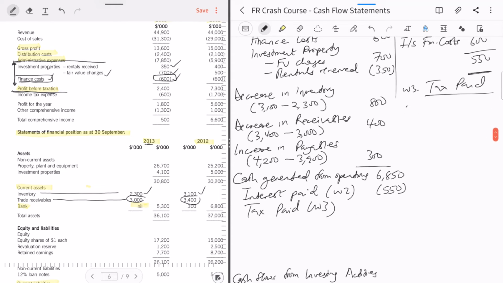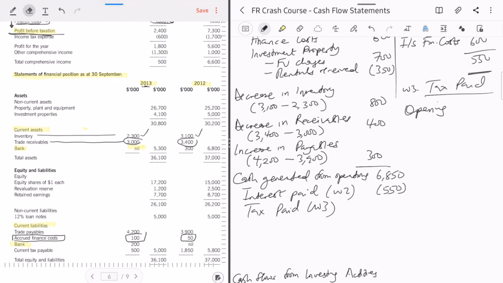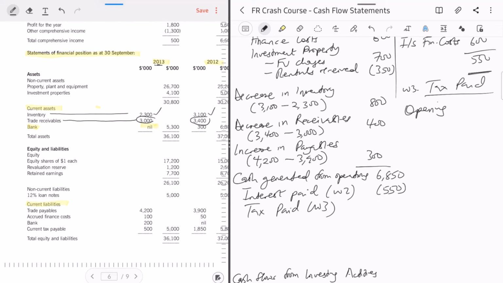So what's my opening tax? You typically find this in the balance sheet under liabilities if you have a current liability. So can you see here? But I've seen a question where they had a current tax asset. So take note, it could also be a current tax asset where they have a receivable from the revenue authority, usually tax credits, right? So here, can you see current tax payable? Opening is 1850. Can you see? And closing is 500. Right, so I'm going to use that same approach to do this.